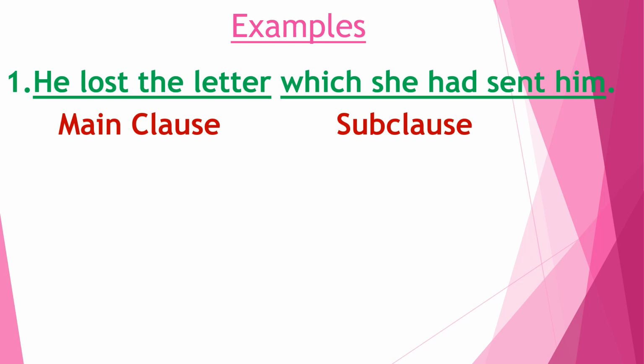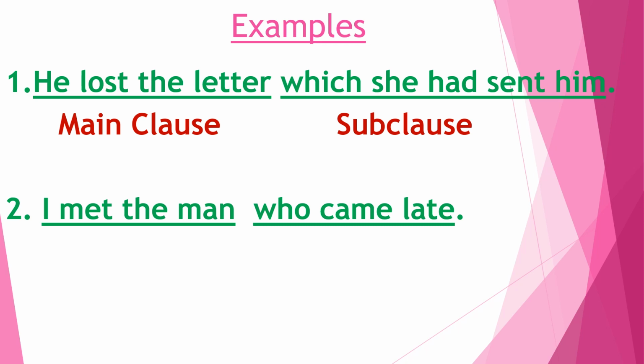That's why it can be a separate sentence. And now look at the other part: which she had sent him. Here, which is a binder or joining word, she is the subject, had sent is the verb part, and him is the other part. But look, which she had sent him cannot complete the sense. That's why it cannot be a separate sentence. A subclause always depends on the main clause. Here, which she had sent him depends on the main clause, he lost the letter.